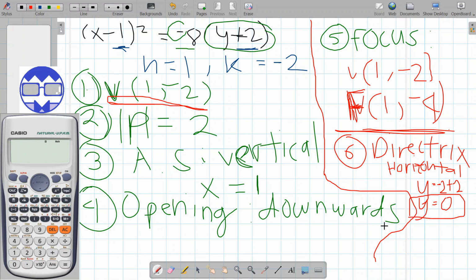And lastly, we need the latus rectum. Where shall I put the latus rectum? Let's just write here 7. So our LR, the length of the latus rectum, again it's negative 8. It's the length, so the absolute value. LR is 8. In terms of the endpoints of the latus rectum, E1, we go to the focus. So now, let's just go directly to the graph.